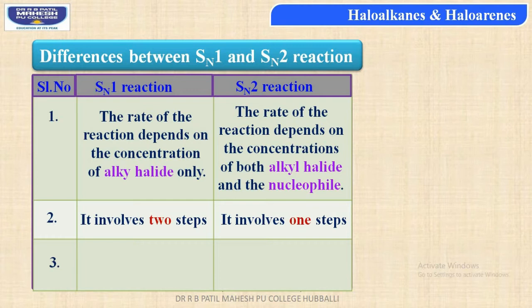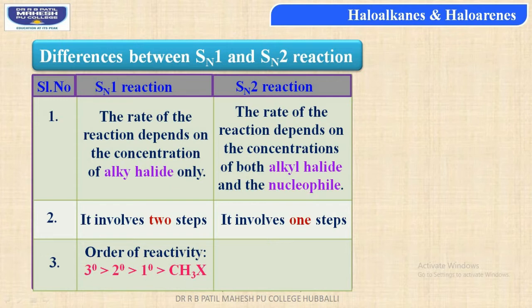Third difference, in SN1 reaction, order of reactivity is tertiary alkyl halide is more reactive compared to secondary alkyl halide, and secondary alkyl halide is relatively more reactive compared to primary alkyl halide, and primary alkyl halide, students, is more reactive compared to methyl halide or halomethane.